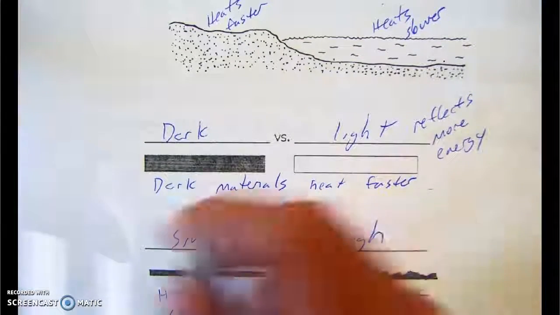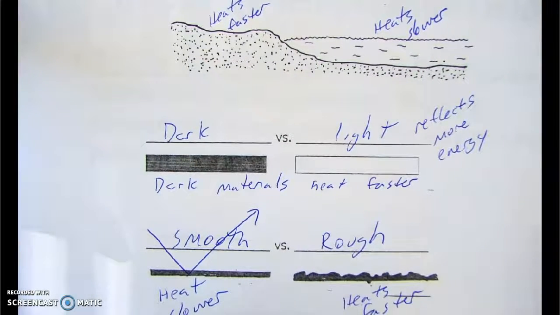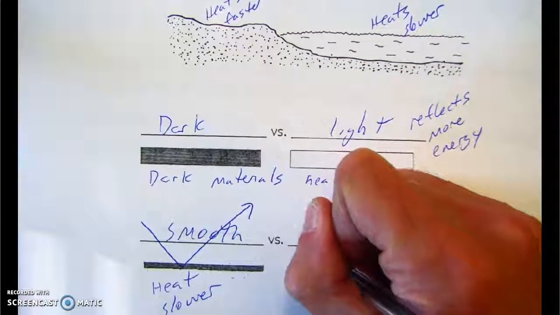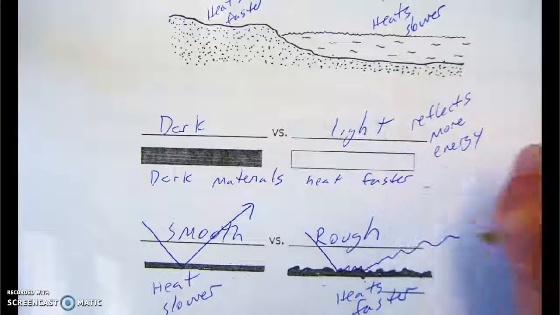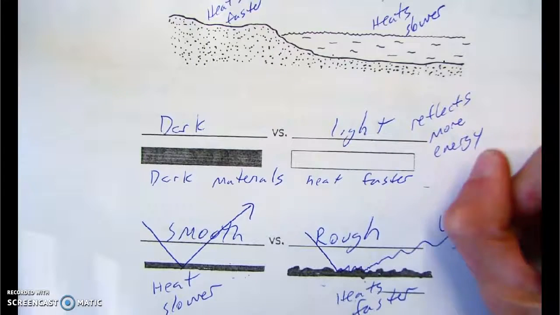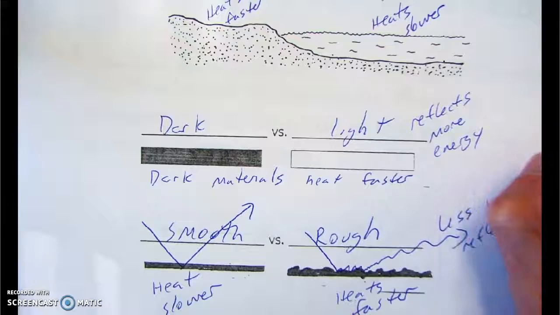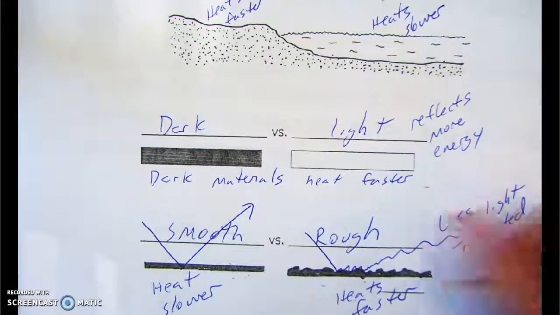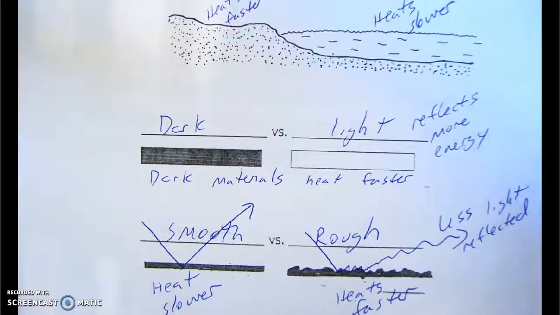When light hits a smooth surface, it basically all bounces off, or most of it bounces off that smooth surface, and it gets reflected away from the object. But when the light comes down and hits a rough surface, a lot of it gets absorbed and it doesn't reflect back as well. So less light or radiation gets reflected off the object. So rough surfaces absorb more energy, heat faster, because they're not reflecting as much energy off their surface.